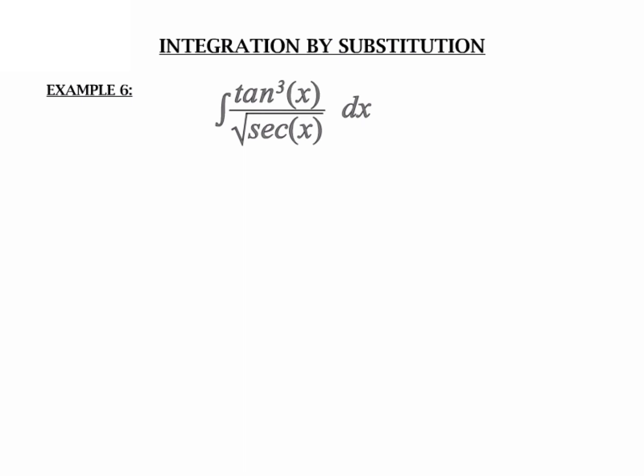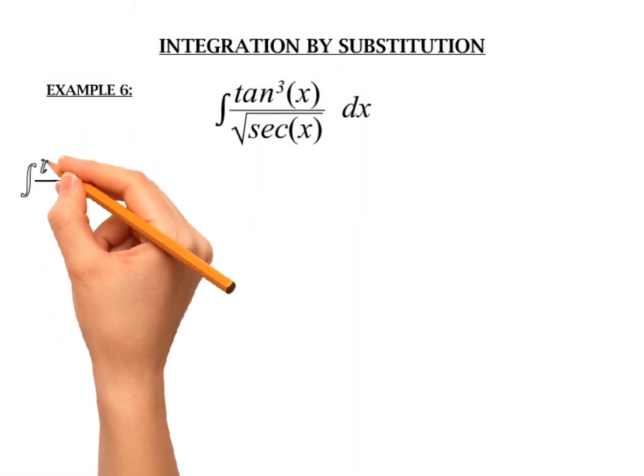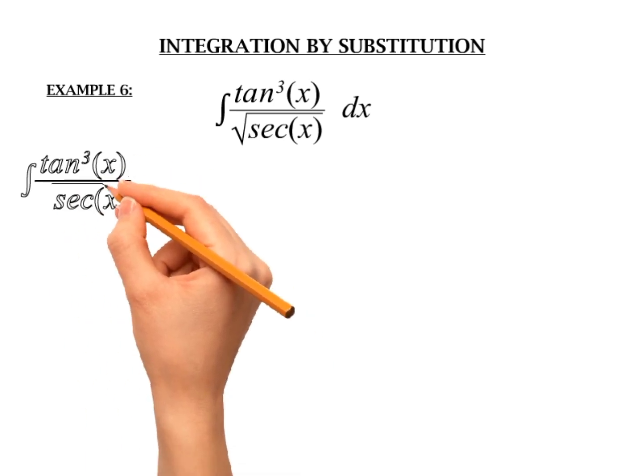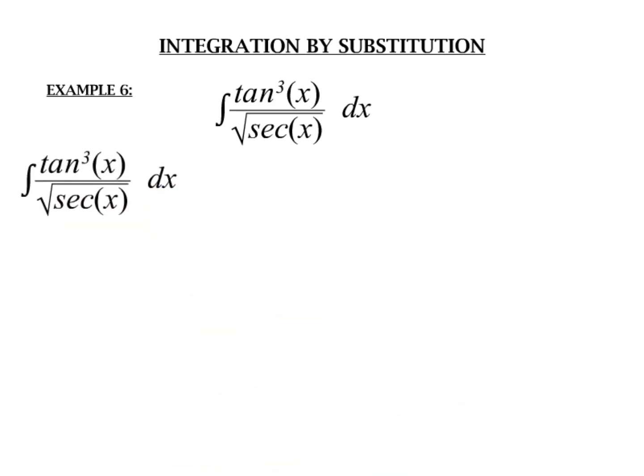In this case, it will be difficult to use direct substitution here. If you pick the wrong substitute, the question will turn out to become more complicated than it actually is. That is why you need to be careful in picking your substitute. The hint here is to convert the whole function to terms of sine and cosine.